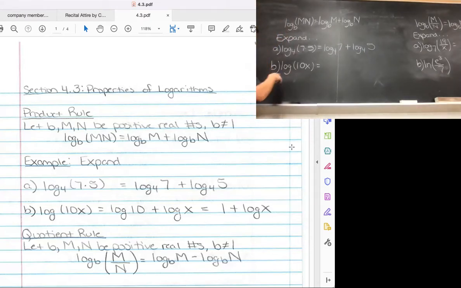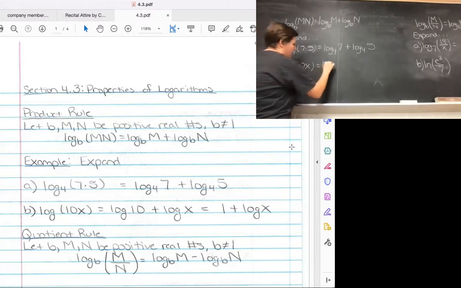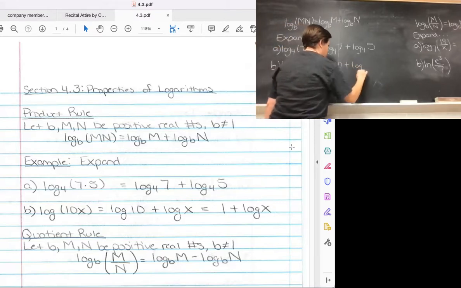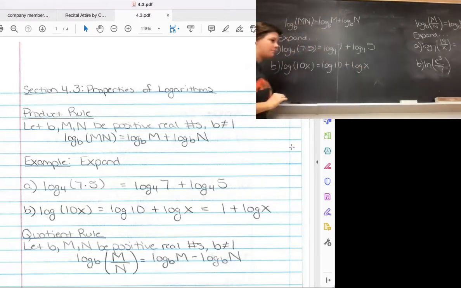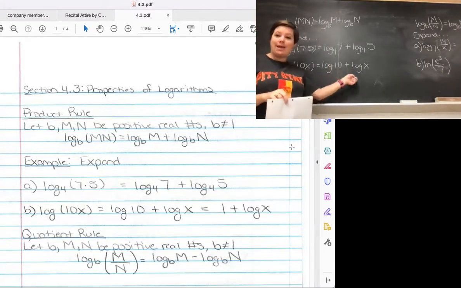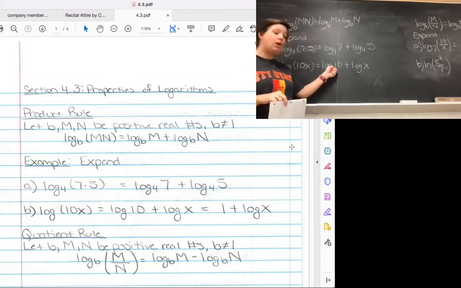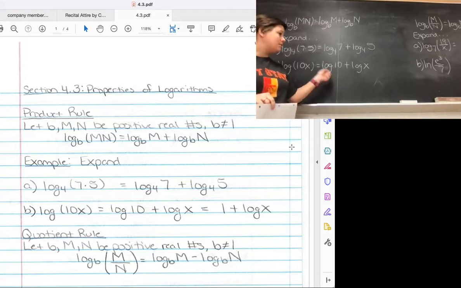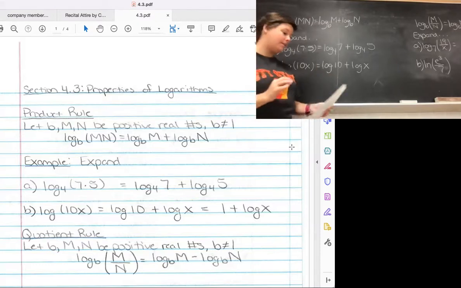So let's go on to B. B says log of 10x. So we're going to expand that. So we have log of 10 plus log of x. But here's something to be aware of. Notice that on this one, we didn't write a base. We just wrote log. And so what is the understood base if we don't write a base? Well, it's base 10. Do you remember that?